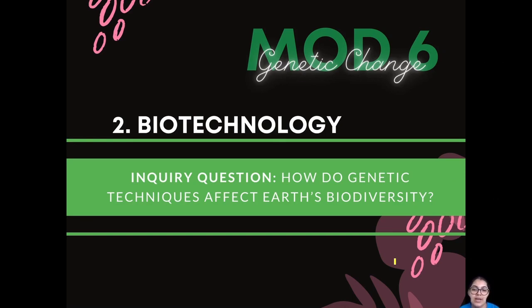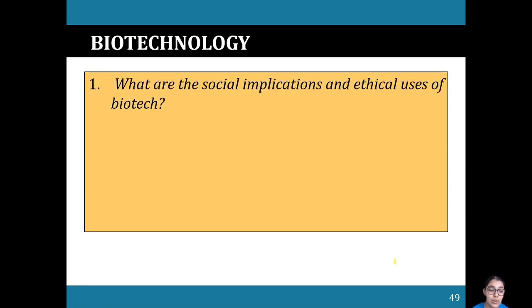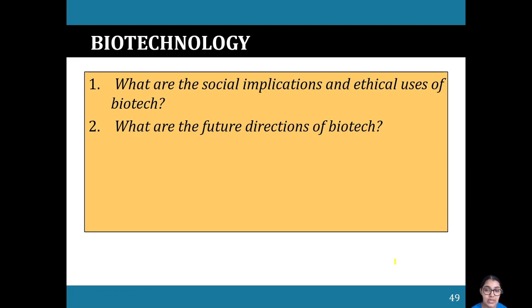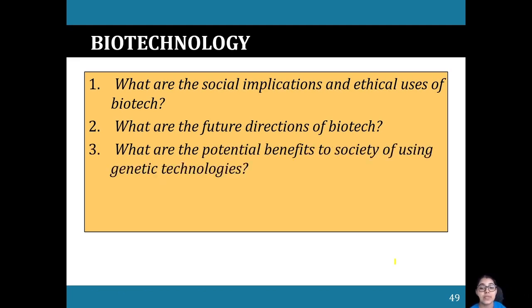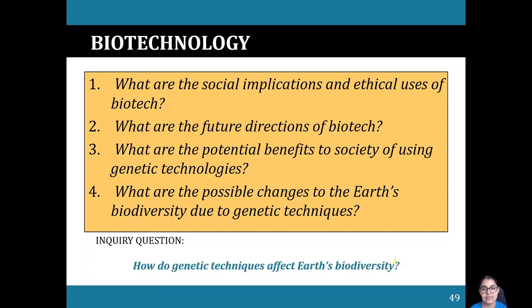Okay, let's have a look at biotech. How do genetic techniques affect the Earth's biodiversity? In this section, we're going to link it all back to genetic diversity. With biotechnology, we're going to start by looking at what are the social implications and ethical uses of biotech. We're going to look at what are the future directions of biotech, what are the potential benefits to society of using genetic technologies, and what are the possible changes that occur to the Earth's biodiversity as a result of genetic techniques. So this is our inquiry question.